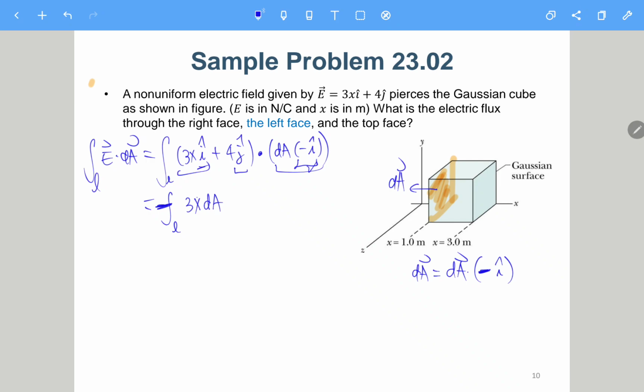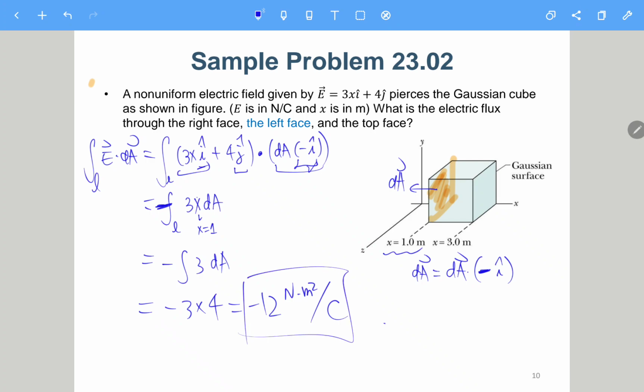Okay, here x is not 3 anymore. For the left surface, x is 1 meter, x is 1. So here we have negative 3 times 1, which is 3 dA. So it turns out to be negative 3 times 4, which is negative 12 newton meter squared per coulomb. Okay, so this is similar to the previous one.